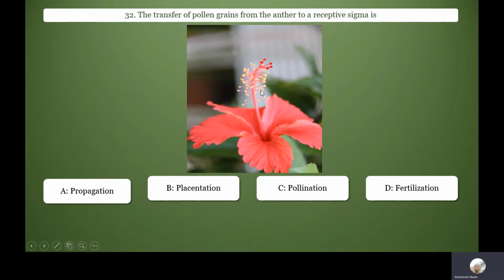The anther and the filament that supports it, they are the male part. The stigma, the style, and the ovary, they are the female part. So the anther produces pollen grains, and the pollen grains are transferred from the anther to the stigma. That process is called pollination.